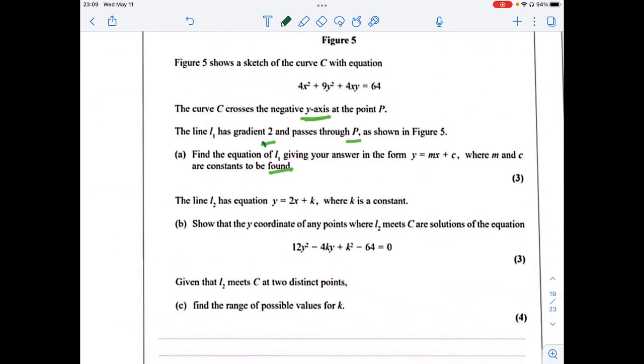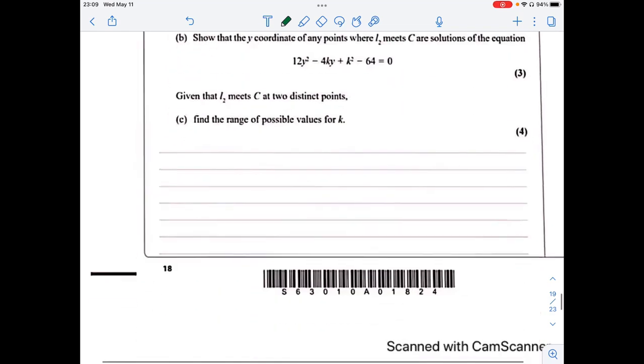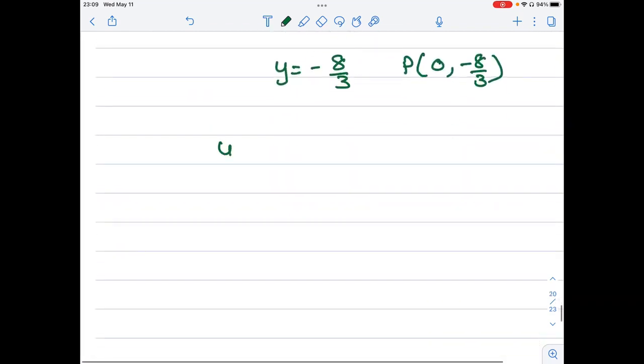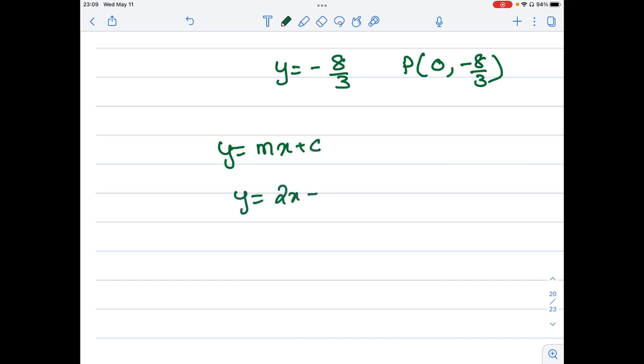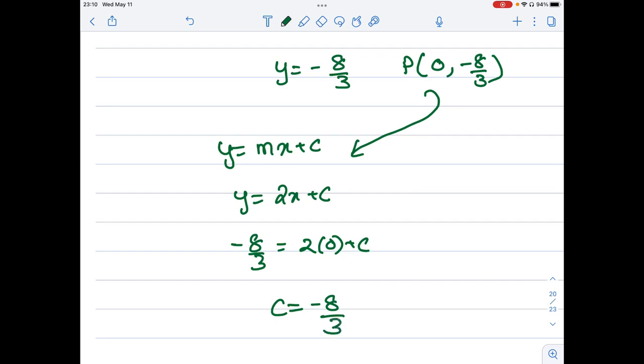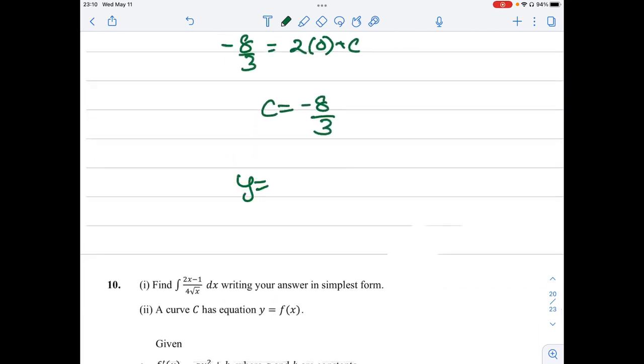But the line has a gradient 2 and passes through P. So y equals mx plus c. So y equals 2x plus c. So plug in that point over here. Minus 8 upon 3 equals 2 times 0 plus c. So c equals minus 8 upon 3. So what will be the equation? Y equals 2x minus 8 upon 3.